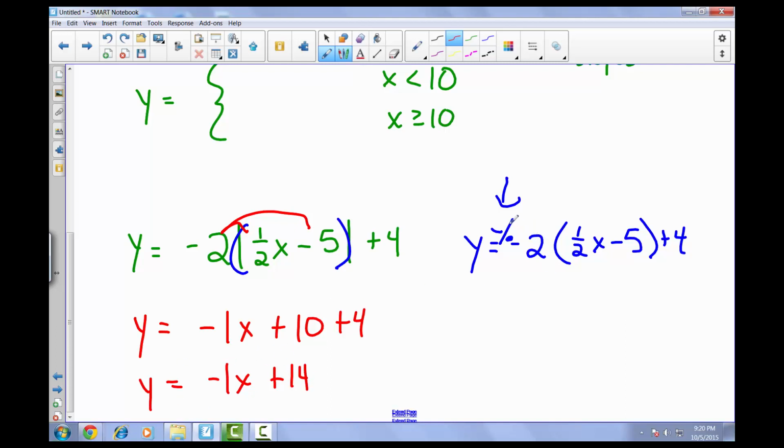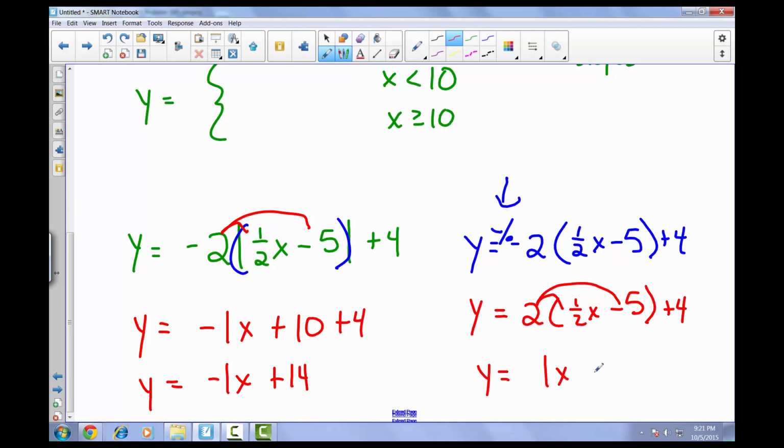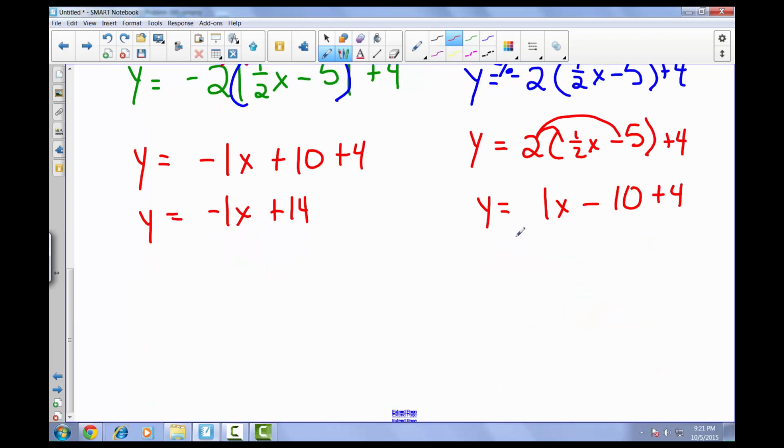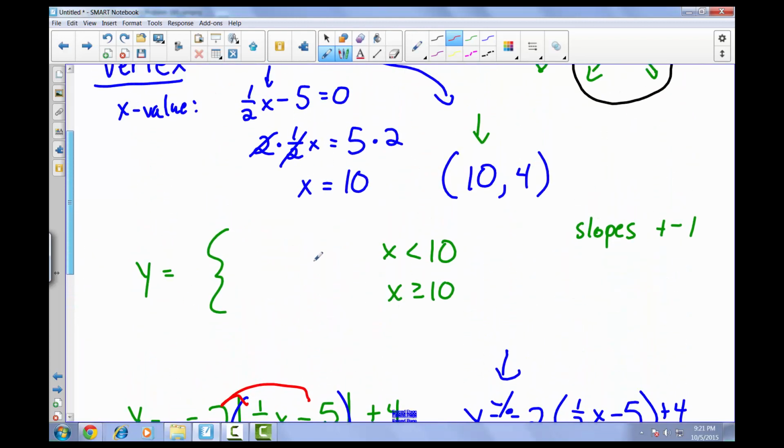Whereas over here, when we multiply our negative 1 times our negative 2, we end up then with positive 2 times (1/2 x minus 5) plus 4. Now distributing in that 2, we end up then with y is equal to 1x minus 10 plus 4. Combining our like terms, we end up then with y is equal to 1x minus 6. So here are now, again, our two lines. The question is which one is going to go on top and which one is going to go on bottom?